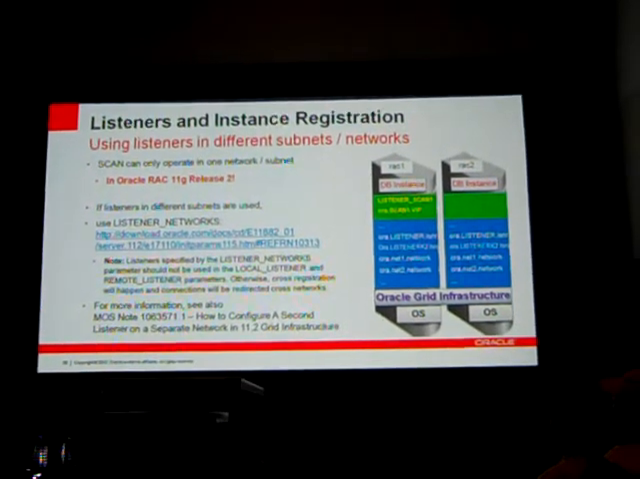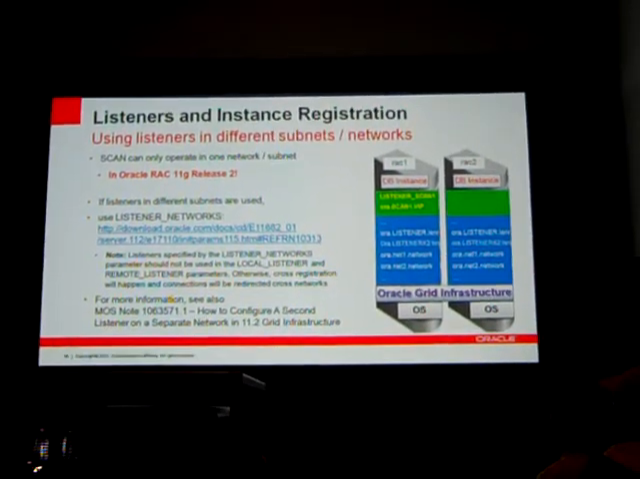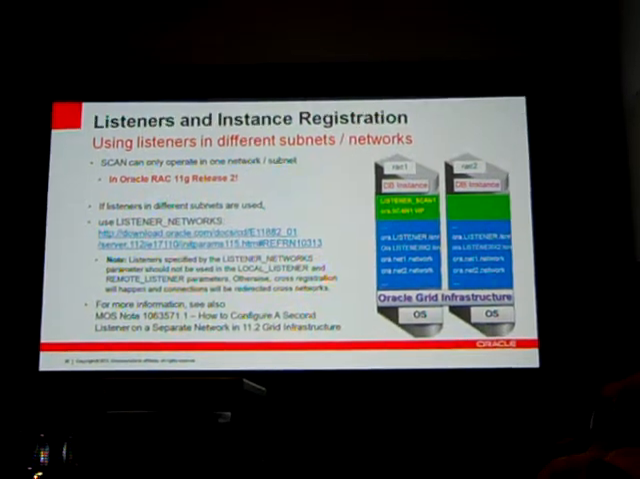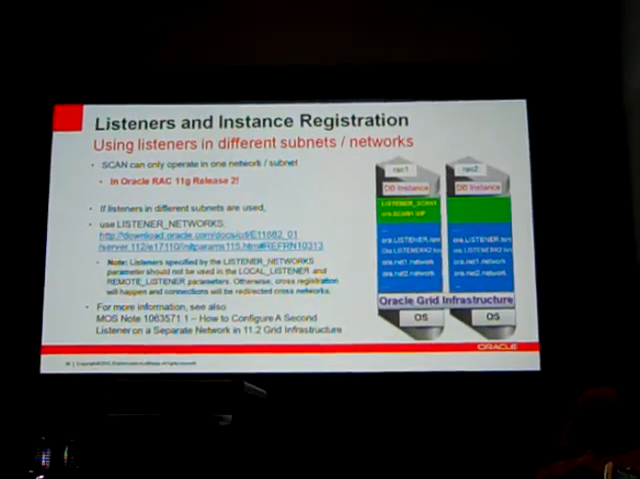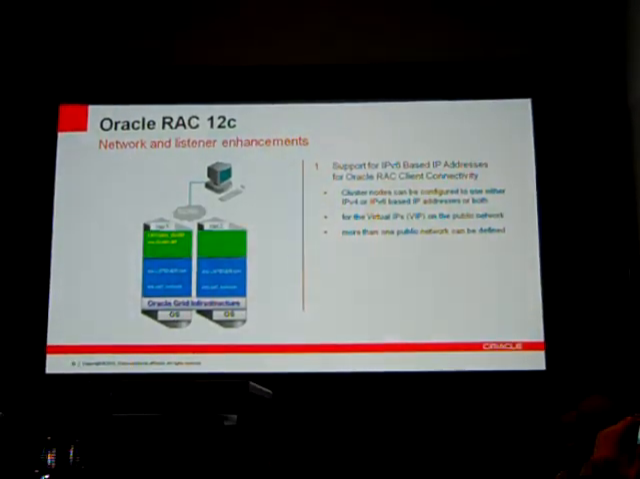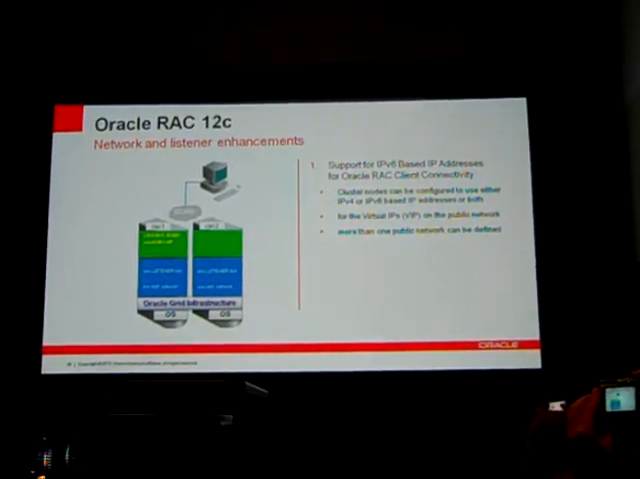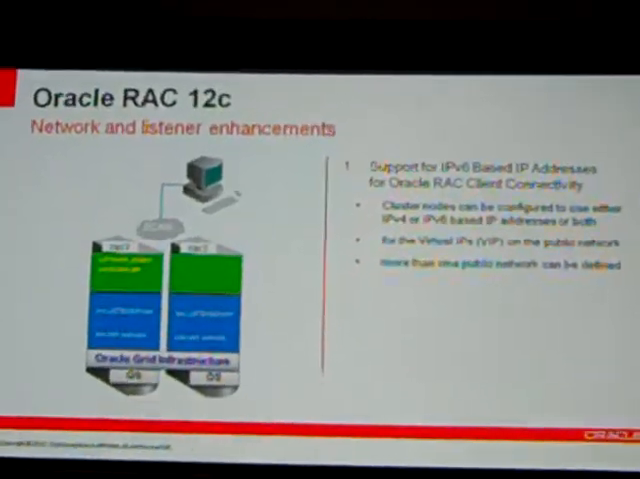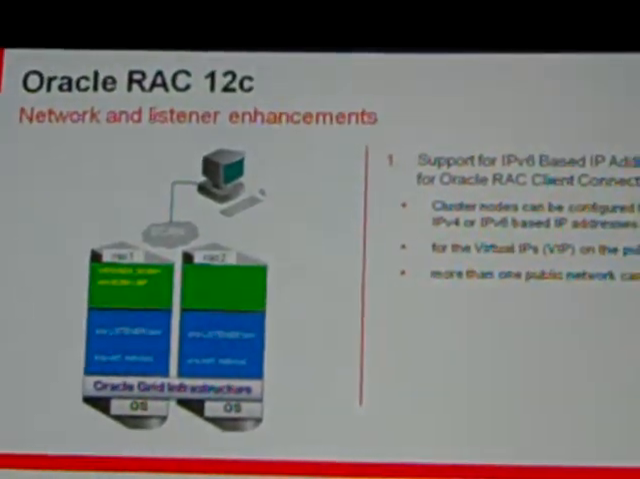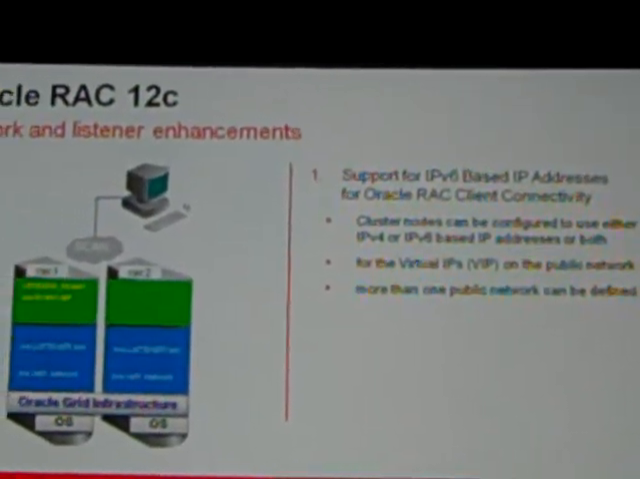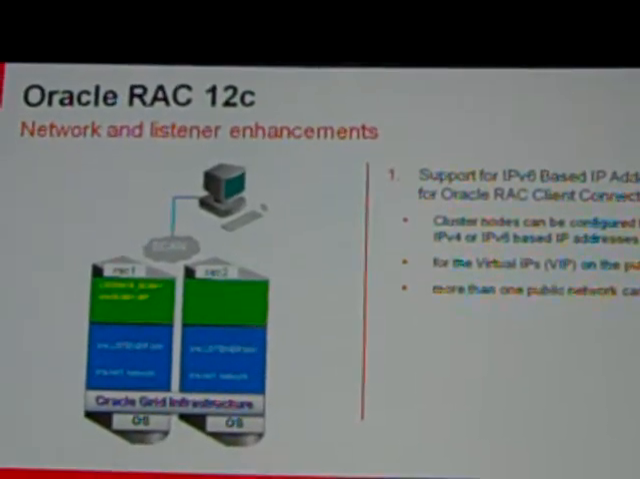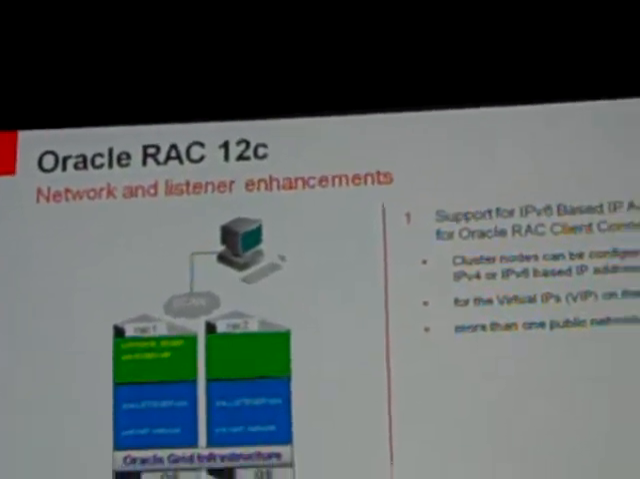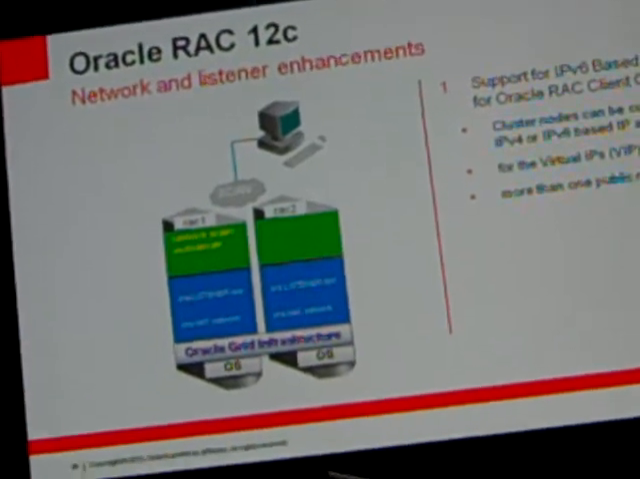Well, and we need to explain to you that in multiple ways, although you have asked one simple question. Why can't we just have a scan per subnet? Well, it took us only one release to get there. In 12c, what we have done is we have introduced, as I mentioned before, the supportability for IPv6 based IP addresses. So nowadays, when 12c is out, you can have your clients connect either using IPv4 or IPv6 based IP addresses.